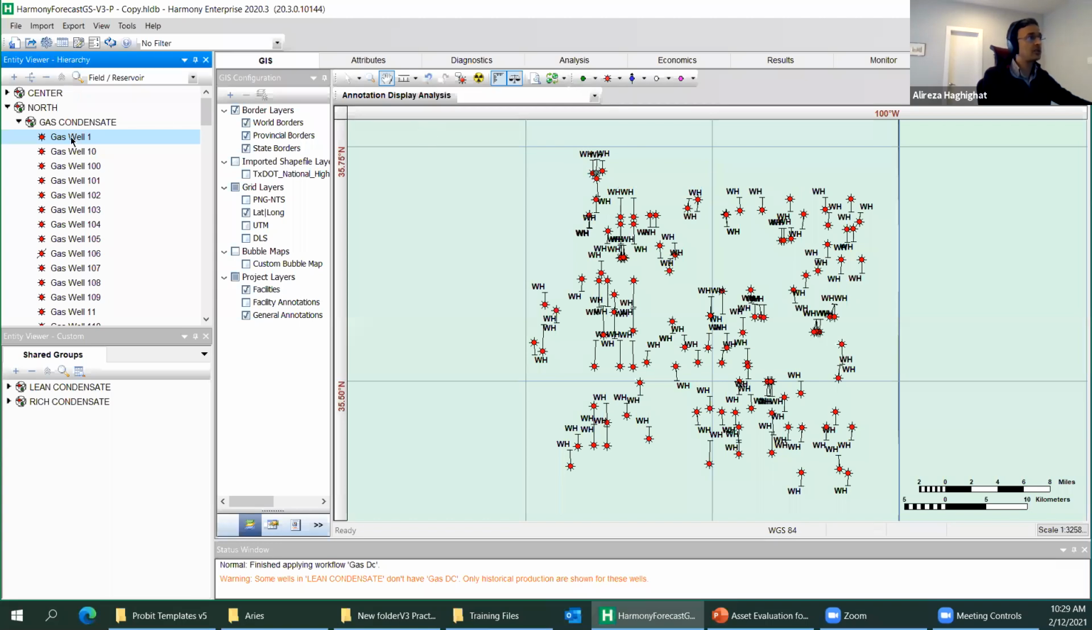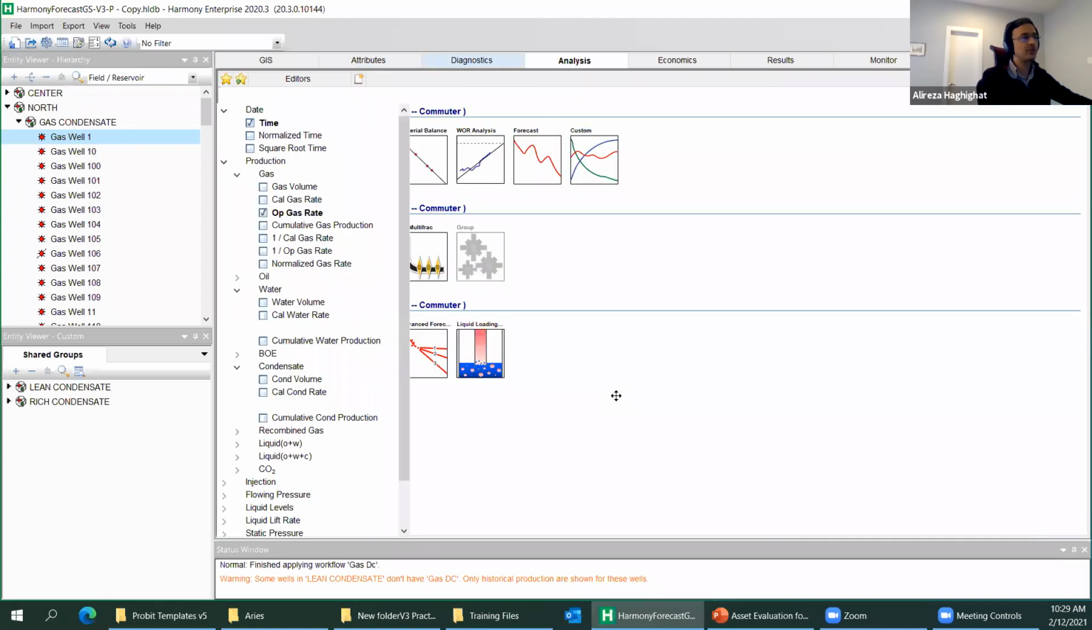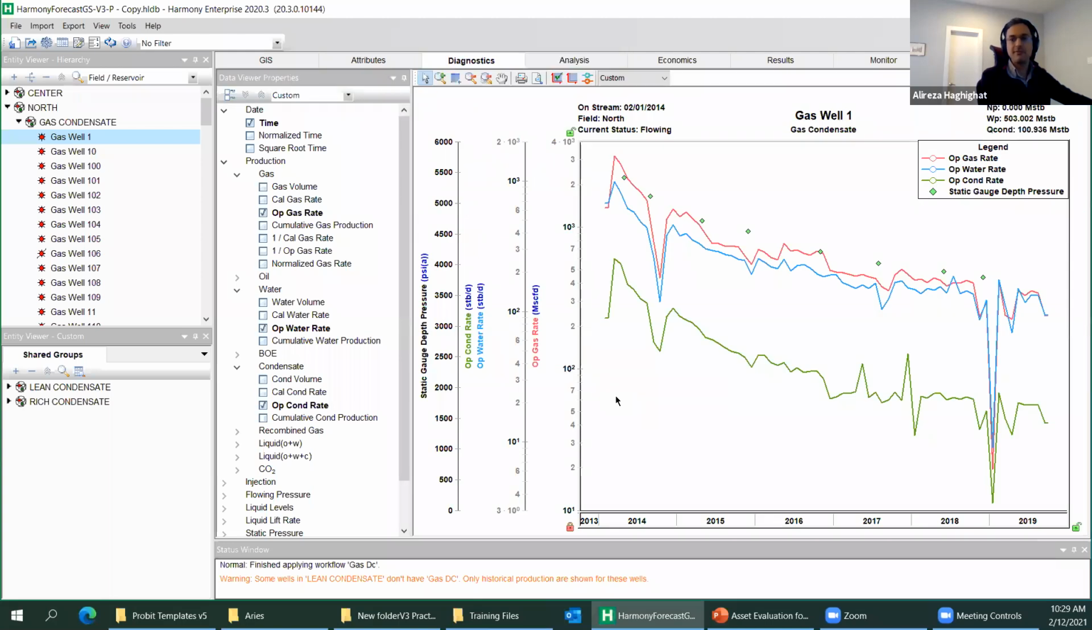I use IHS Harmony Forecast software to perform this analysis. What we can do, we can select this gas well, we can go to analysis. And before we start any analysis, I just want to show you the production data. We need to use that production data to perform decline curve analysis. Let's see what we have for this specific well.